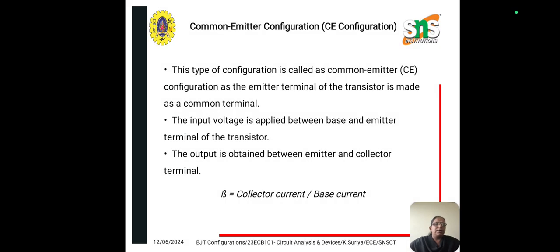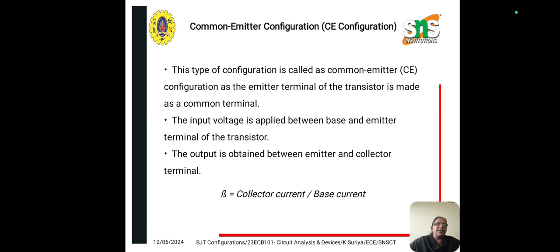Next one is the common emitter configuration. This type of configuration is called the common emitter configuration, as the emitter terminal of the transistor is made the common terminal. The input voltage is applied between the base and the emitter terminal of the transistor. The output is obtained between the emitter and the collector terminal. Common emitter configuration has low input resistance but very high output resistance.